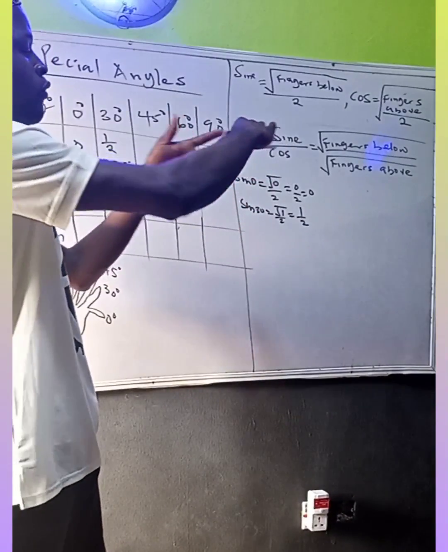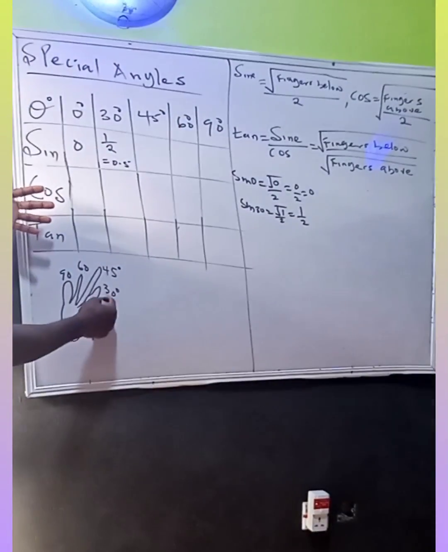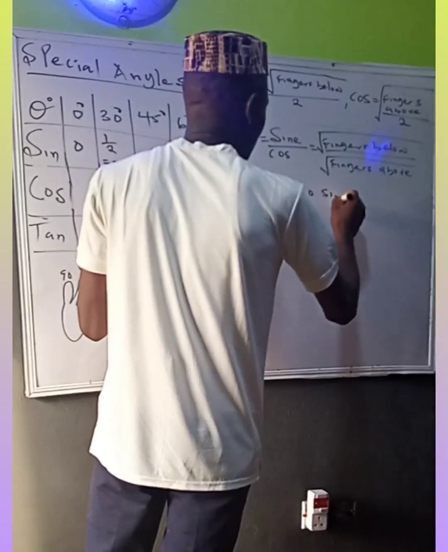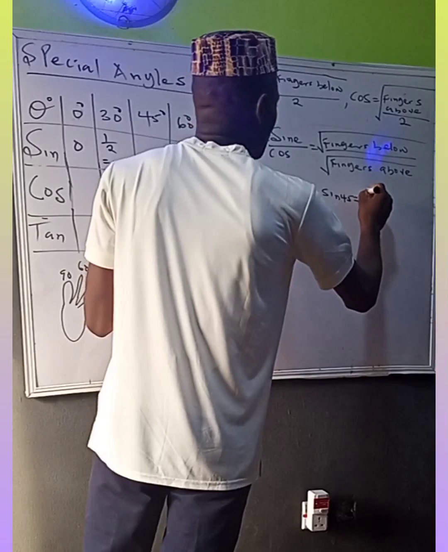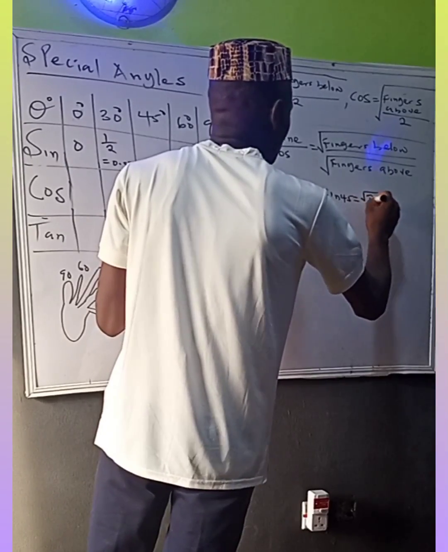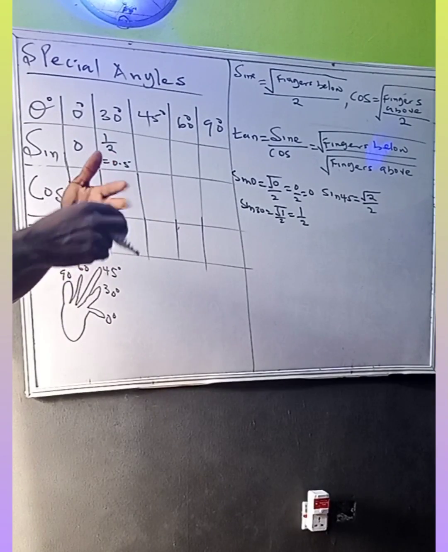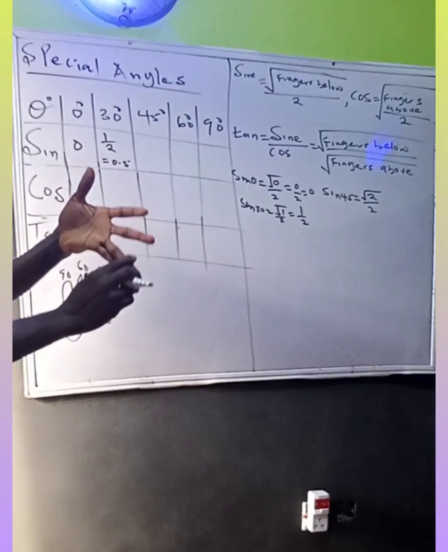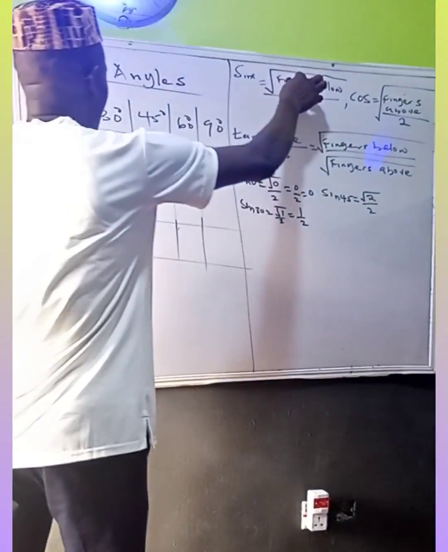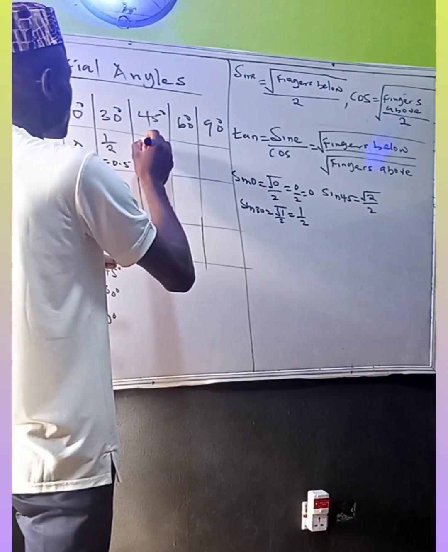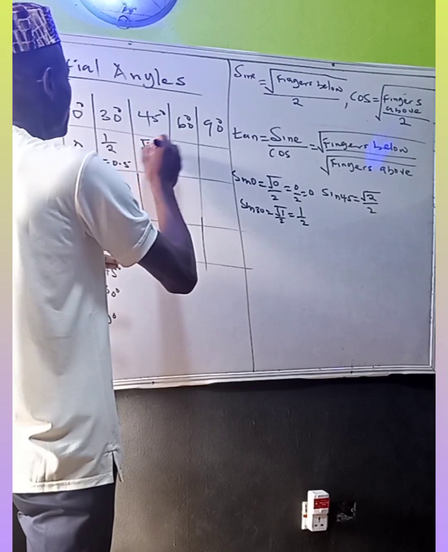The next is angle 45. How many fingers do we have below it? 2. So our sine 45 becomes the square root of 2 divided by 2. We have the square root of the 2 fingers divided by 2. So the answer becomes the square root of 2 divided by 2.